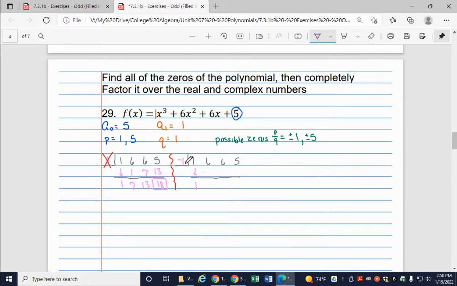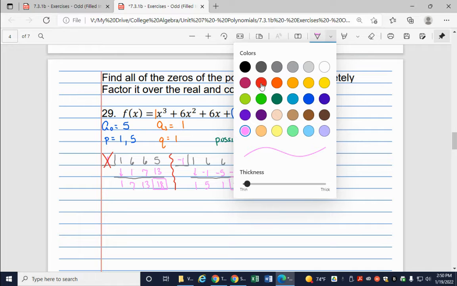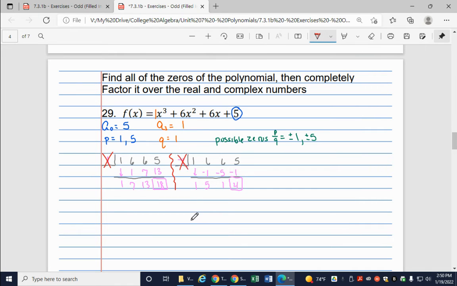My 1 comes down. -1 times 1 is -1. 6 minus 1 is 5. -1 times 5 is -5. 6 minus 5 is 1. And -1 times 1 is -1. So that's 4, which is not 0, and we're looking for 0, so that one doesn't work either. X is not -1. That doesn't work. So both positive and negative 1, those are not solutions.